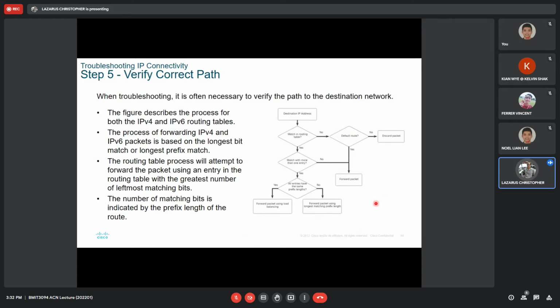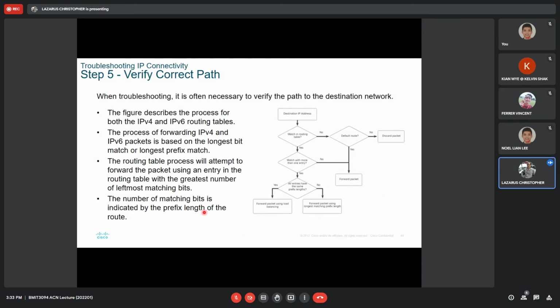The process of forwarding IP version 4 and IP version 6 packets is based on, remember, the longest bit match or longest prefix match. It will search for that particular destination IP address, to match against any entry inside its routing table. It will be looking for the greatest or longest match of the leftmost matching bits, where the number of matching bits is indicated by the prefix length of the route.